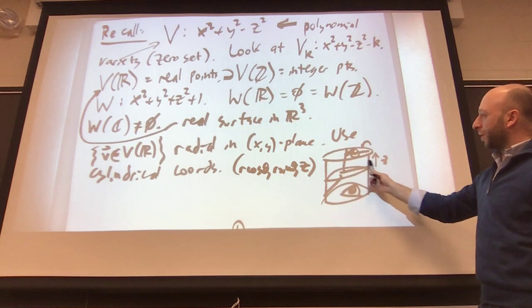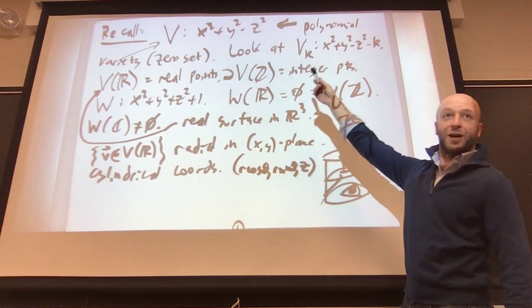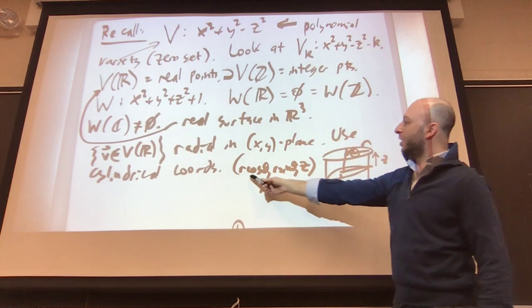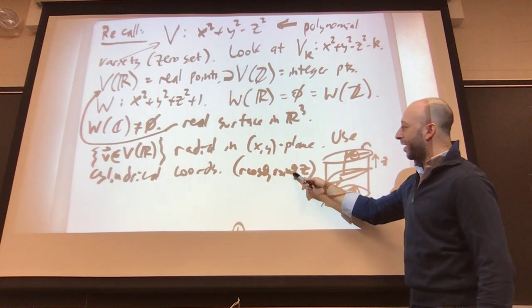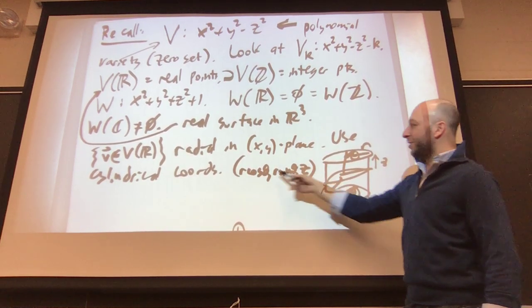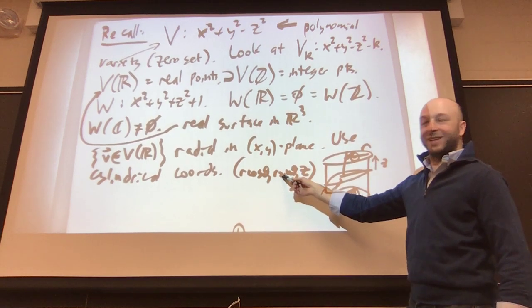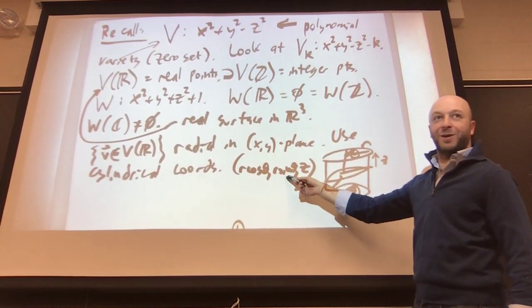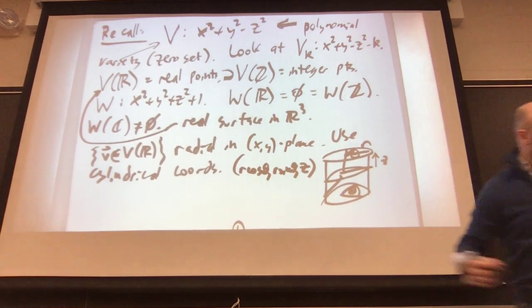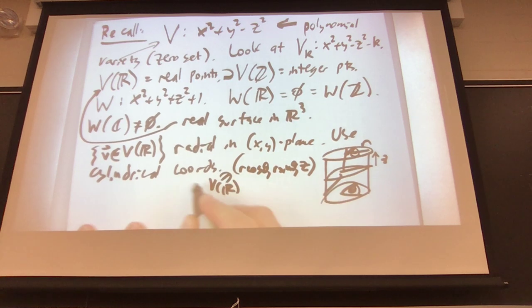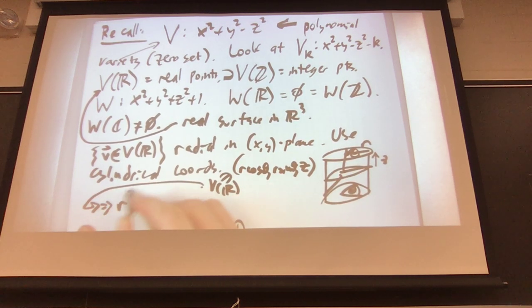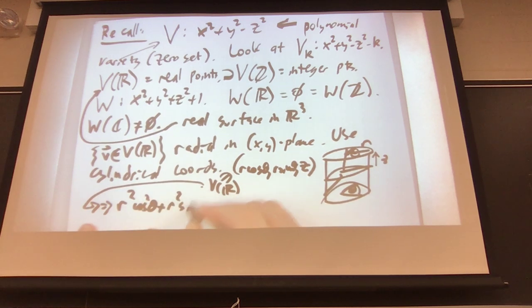And how do we use cylindrical coordinates? So let's plug this into our equation that we're trying to study, that we're trying to understand. So we have r cos theta. We want x squared plus y squared equals z squared. So what is x squared plus y squared? r squared cos squared plus r squared sine squared is r squared. So this is in V of r, implies r squared cos squared plus r squared sine squared, better known as r squared, is equal to z squared.